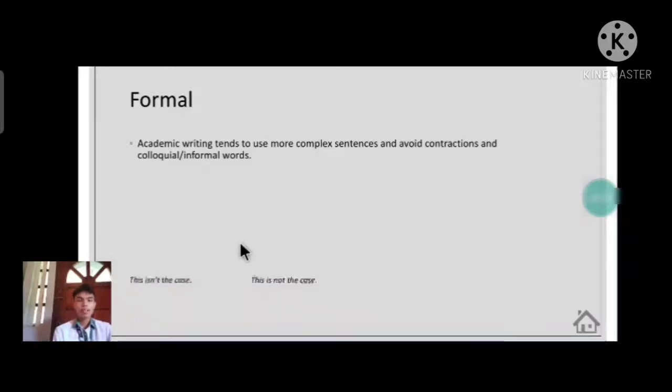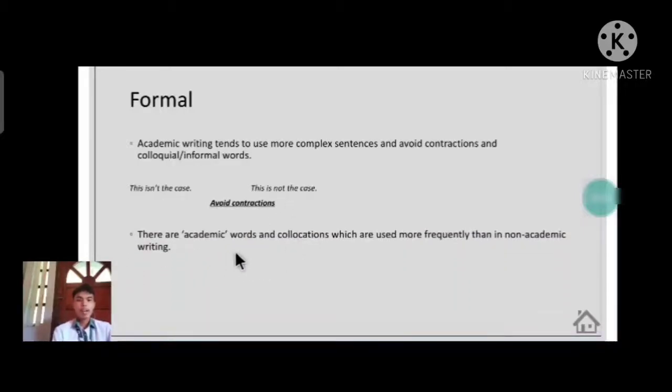For example, instead of using "this isn't the case," you can use "this is not the case" to avoid contractions. There are academic words and collocations which are used more frequently than in non-academic writing. For example, instead of using "there are lots of reasons," you can use "there are significant number of reasons." So this is an example of academic vocabulary.